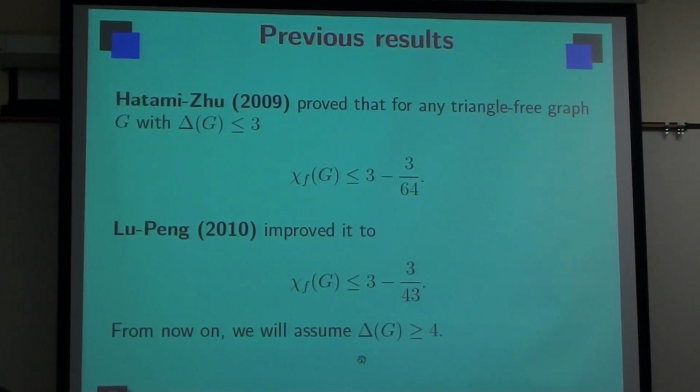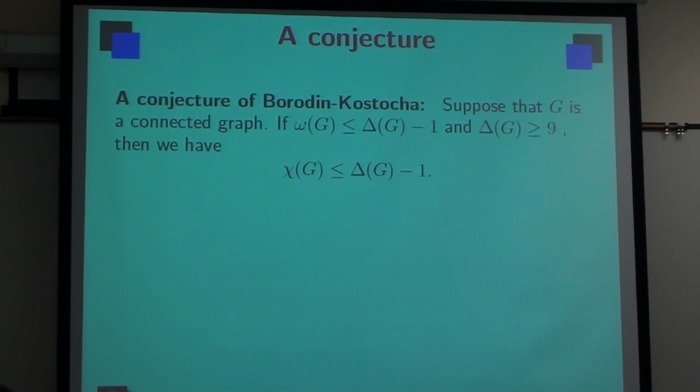This year we'll consider all graphs with maximum degree at least 4. There's another conjecture for this problem, by Borodin and Kostochka: if G is a connected graph that is K_Δ-free, and the maximum degree Δ is at least 9, then the chromatic number is at most Δ(G) minus 1. So in some sense, you can improve Brooks' theorem by 1 if Δ is large enough. We also need this condition. If this condition holds, this is possible.